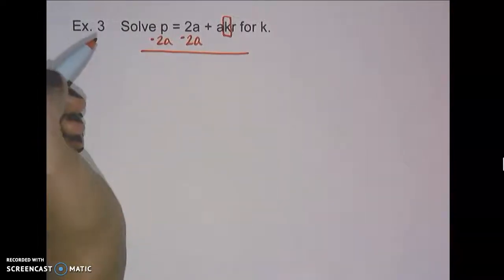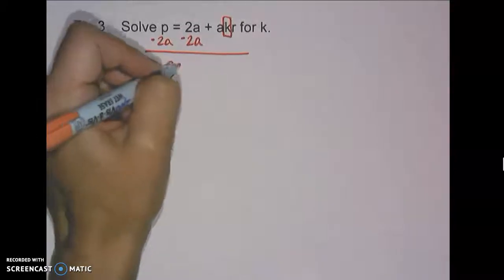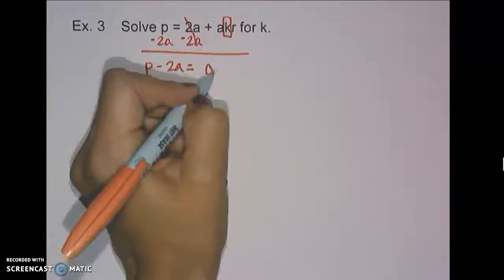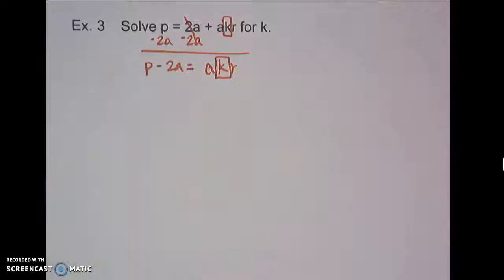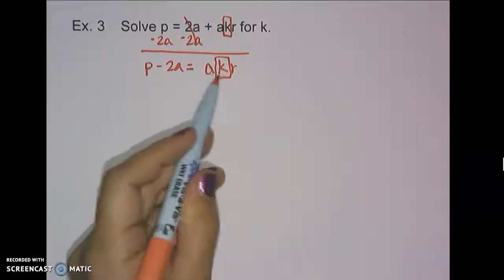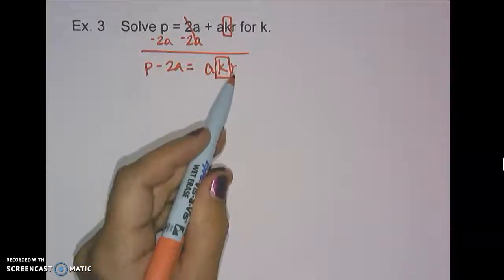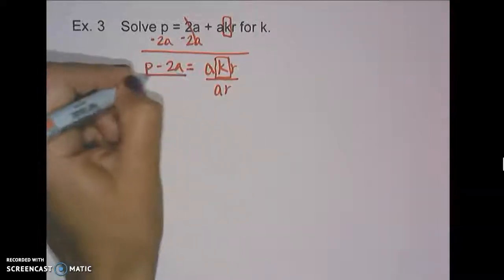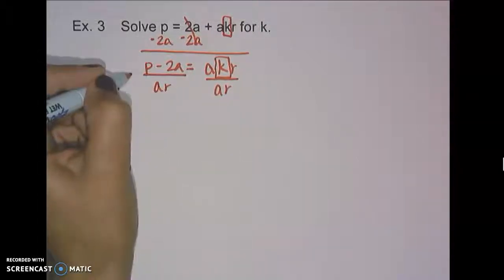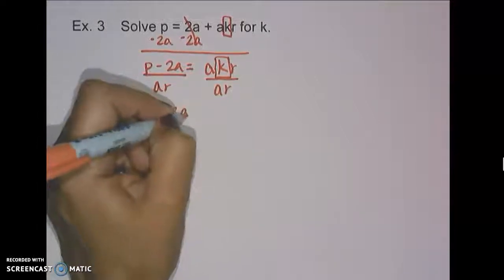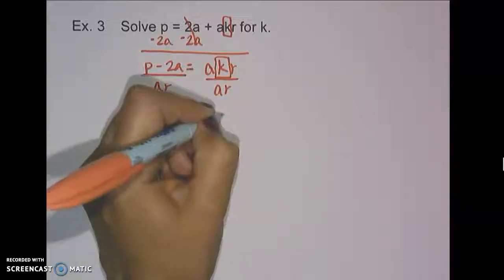P minus 2a. Do we have any idea what that is? No. So we're just going to copy that down. On the right-hand side, we have our a, k, r still left, and we're still trying to get k by itself. What's happening between a, k, and r? Well, all three of those are being multiplied by each other. A times k times r. The way to get rid of multiplying is to divide, and we can do this all in one step. But when we divide on the left-hand side, we're going to divide that entire piece of p minus 2a by ar. So p minus 2a over ar is going to equal k.